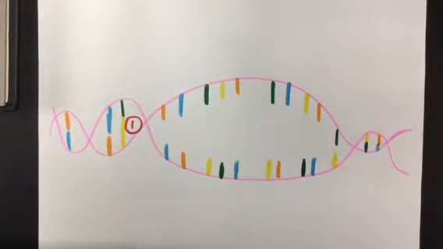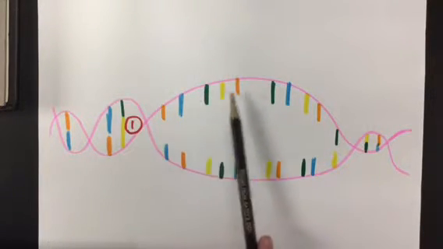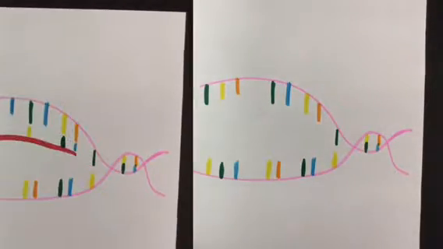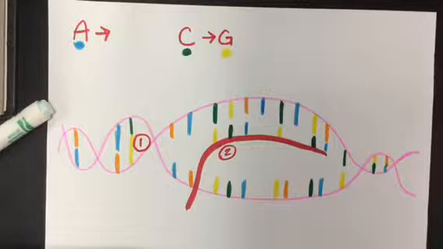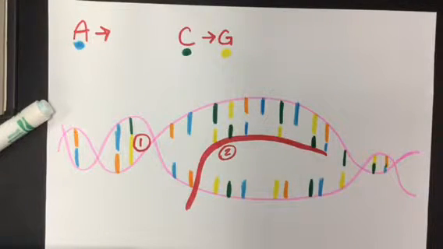RNA polymerase and other proteins assemble along the DNA strand and begin to unwind the DNA strand into two separate segments. The second step of transcription starts with RNA polymerase using one strand of the DNA as a template. RNA nucleotides form complementary base pairs with the DNA template.